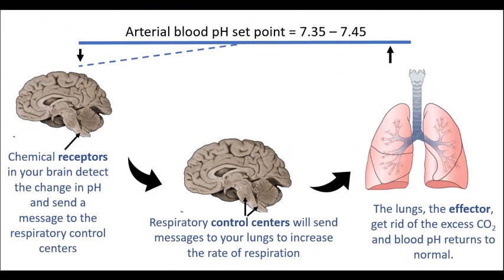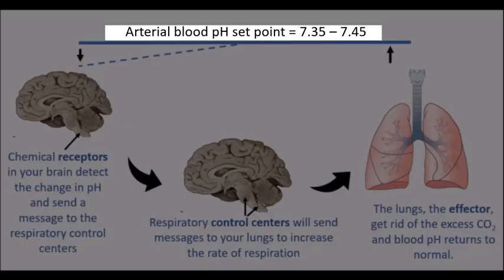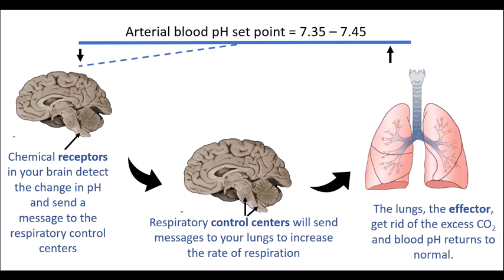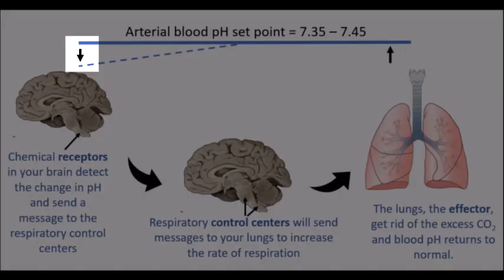Let's look at blood pH. Because your body systems are very sensitive to pH changes, we maintain our arterial blood pH between 7.35 and 7.45. Suppose that you are exercising and producing more carbon dioxide in your cells. The increased carbon dioxide makes the blood more acidic.